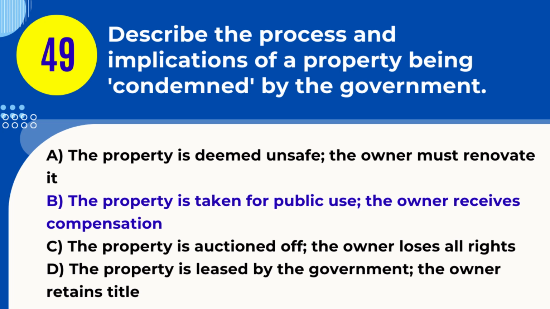Answer. B. The property is taken for public use. The owner receives compensation. Explanation. When a property is condemned, it is taken by the government for public use, such as for infrastructure projects, and the owner is entitled to compensation.